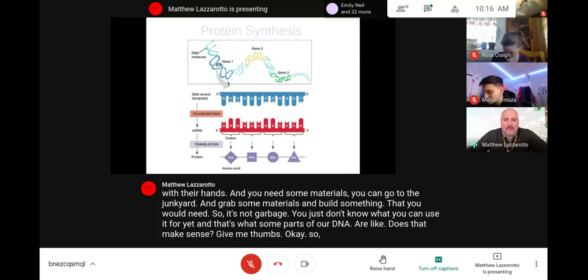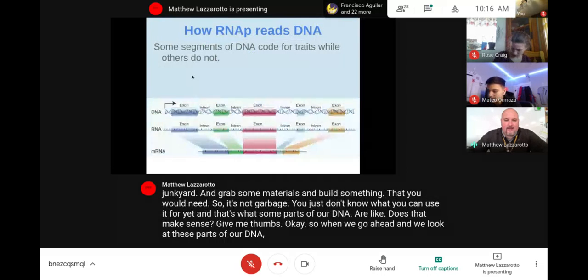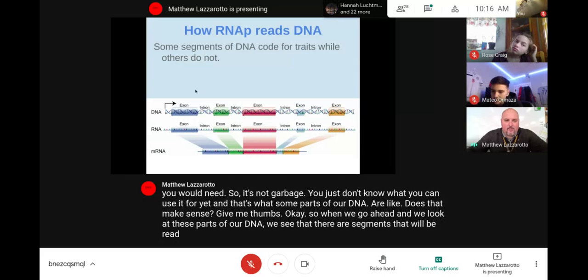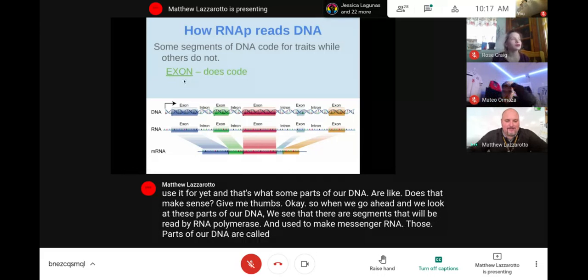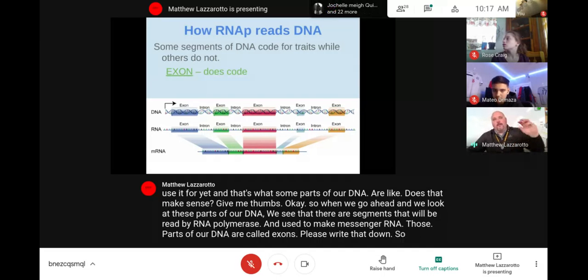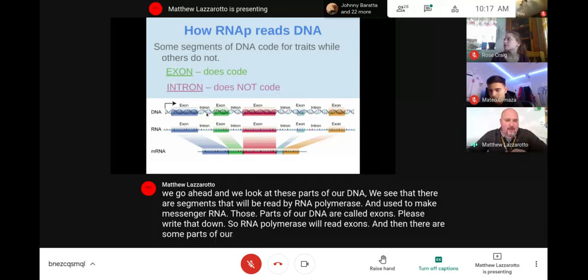So when we look at these parts of our DNA, we see that there are segments that will be read by RNA polymerase and used to make messenger RNA. Those parts of our DNA are called exons. Please write that down. So RNA polymerase will read exons, and then there are some parts of our DNA that do not code for anything. Those are called introns.